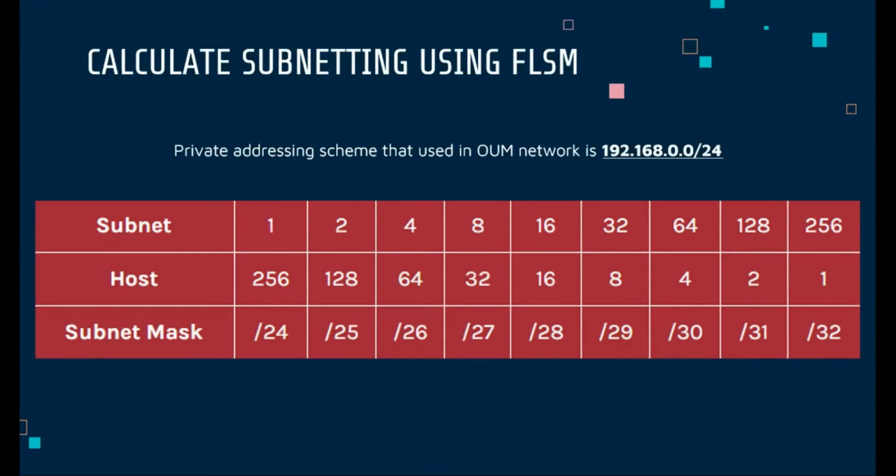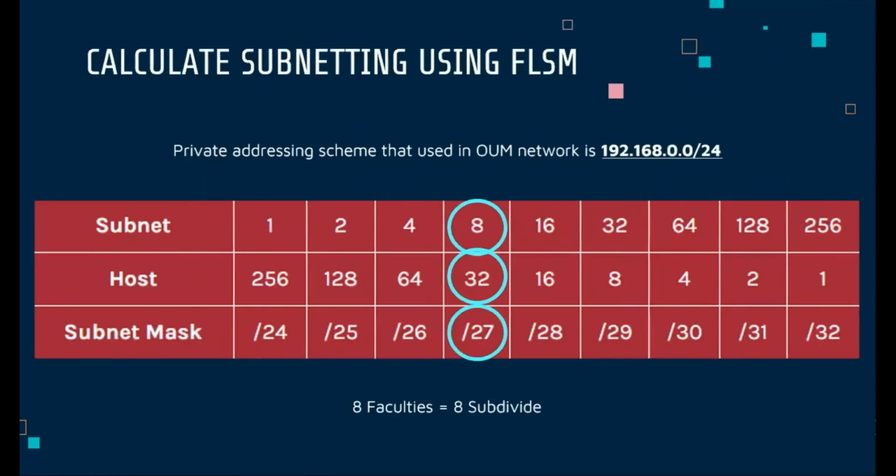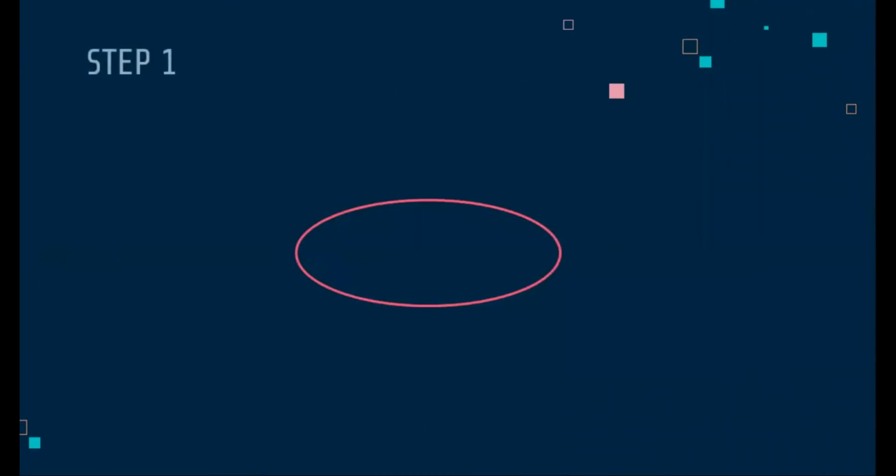Since OUM has 8 faculties, that means it needs 8 subnets. Subnet 8 will be selected since it should be equal to or more than the requirement. So we will focus only on 8: subnet 8, host 32 and subnet mask /27. I will show you the steps. For step 1, we use 3 as the value for m because 3 is the first power of 2 that is over 8. So this is the calculation for the number of bits borrowed.